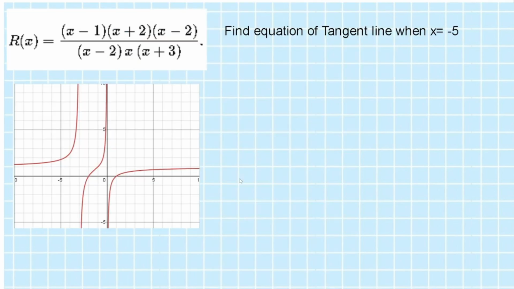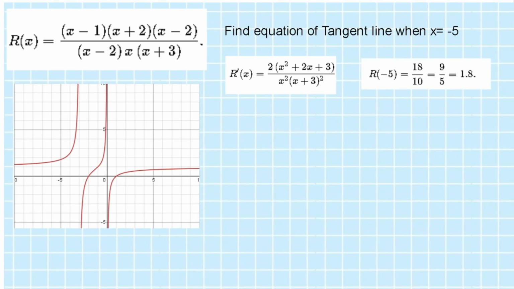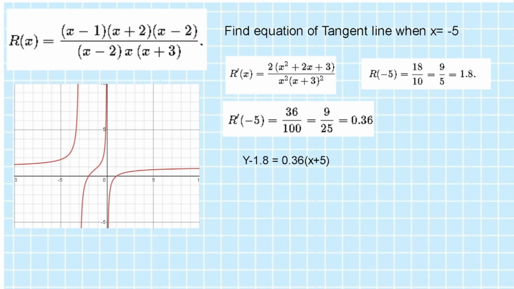Now we're going to find an equation of the tangent line when x is equal to negative 5. To do this, we want to use our derivative. Take the derivative, which we have already found, and we want to know the actual value when it's equal to negative 5, which will come into play when we write the equation. So when we plug in negative 5, we see the derivative at that point, the instantaneous rate of change, is 0.36.